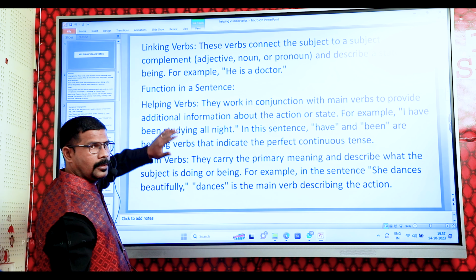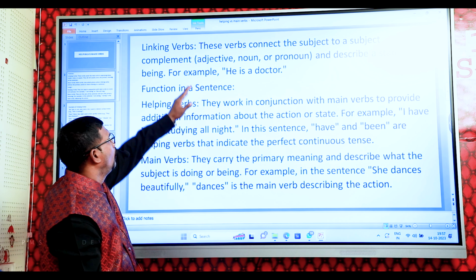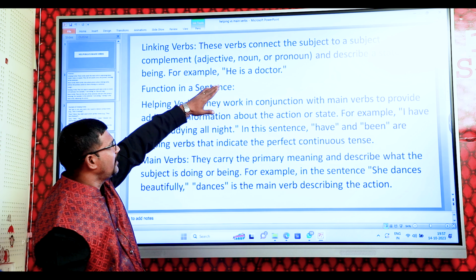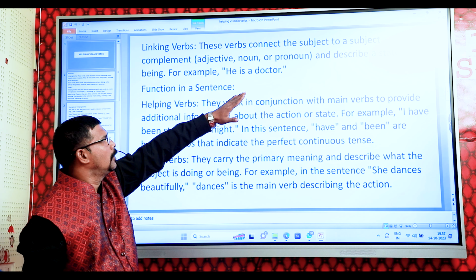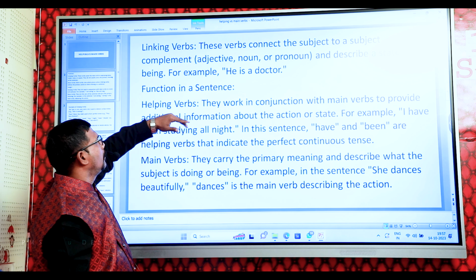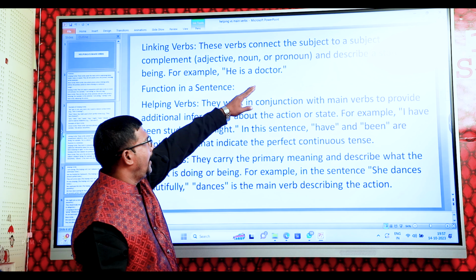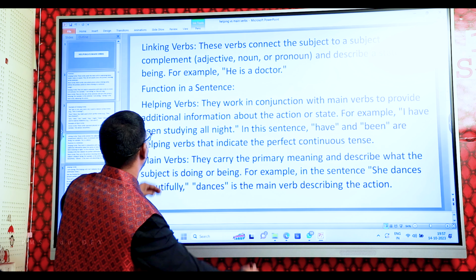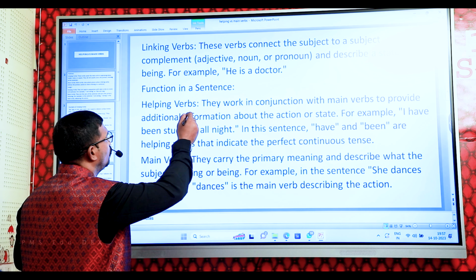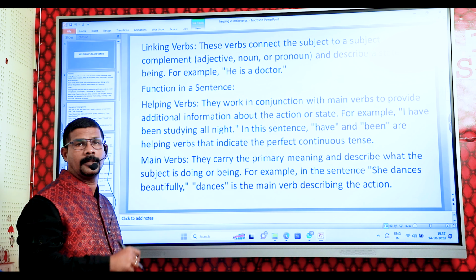Now I'm going to guide you on linking verbs. These verbs connect the subject to a subject complement, an adjective, noun, or pronoun, and describe a state of being. For example, he is a doctor. So doctor is the complement.